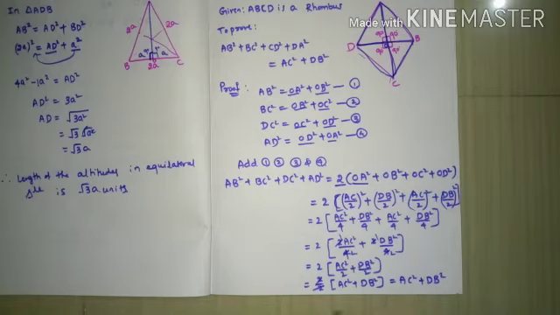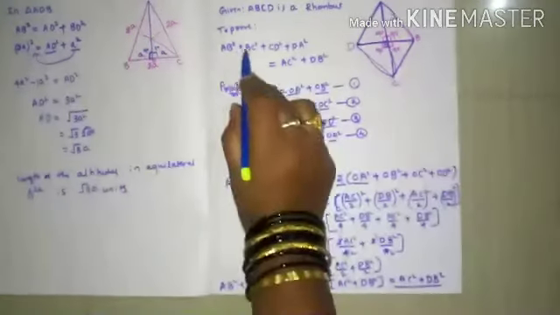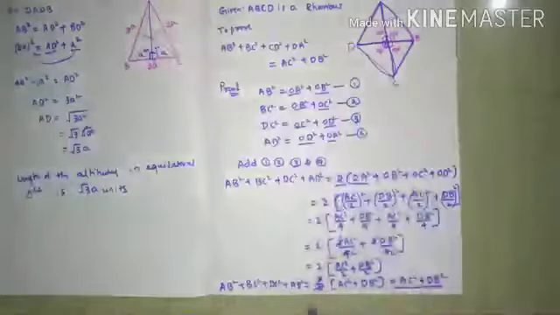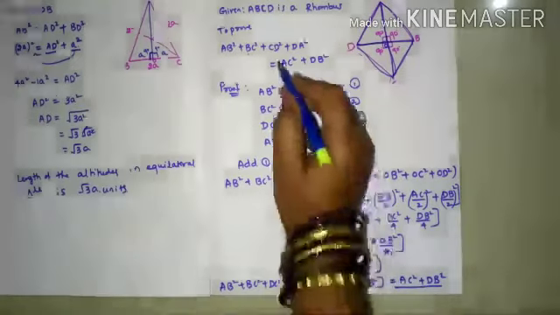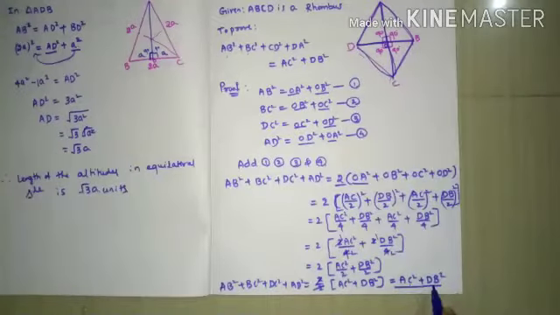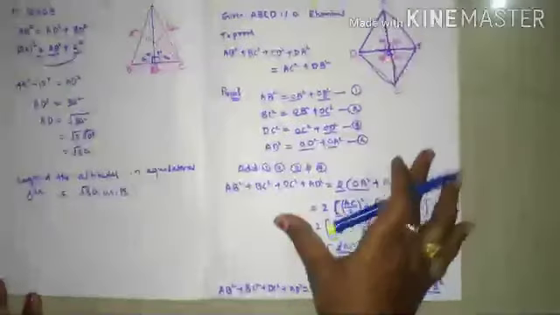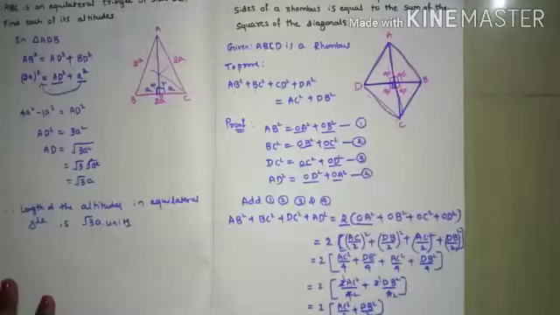So the final answer is AB square plus BC square plus DC square plus AD square is equal to AC square plus DB square. We got the result. AB square plus BC square plus CD square plus DA square is equal to AC square plus DB square. The sum of the squares of the sides of the rhombus is equal to the sum of the squares of the diagonals.